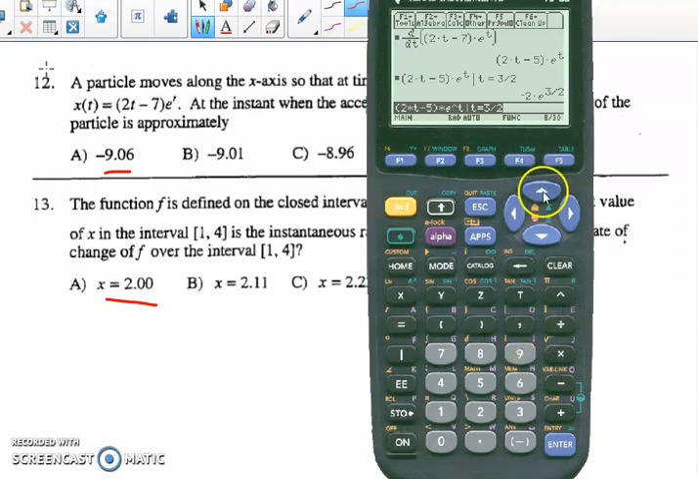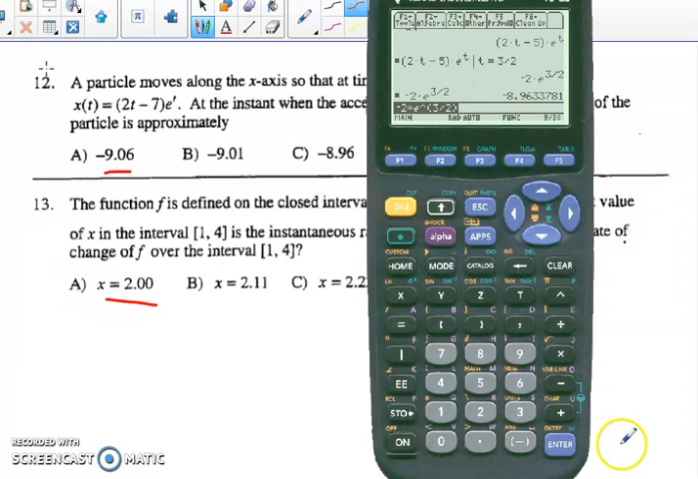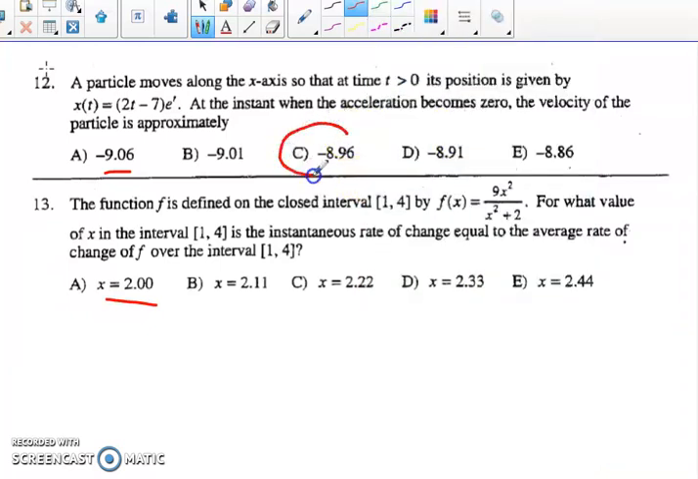This is a case, though, where I need the decimal approximation. So I'm going to go up and grab it, hit enter, green diamond enter gives me the decimal of negative 8.96, and C is my answer.